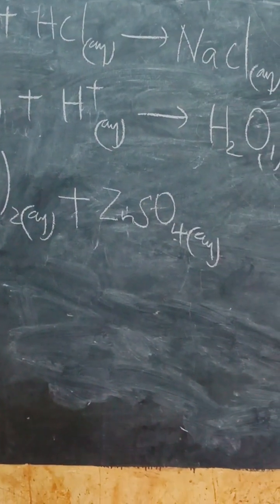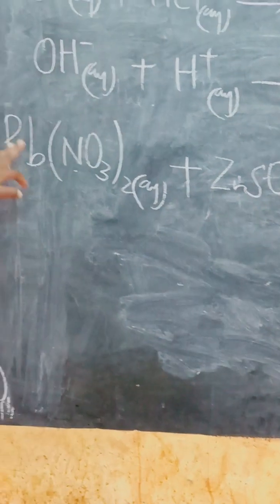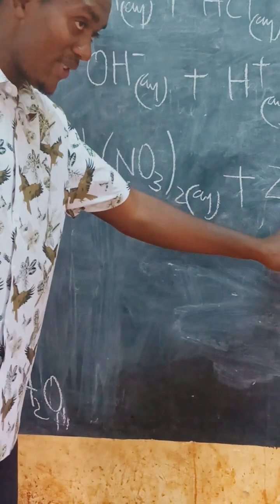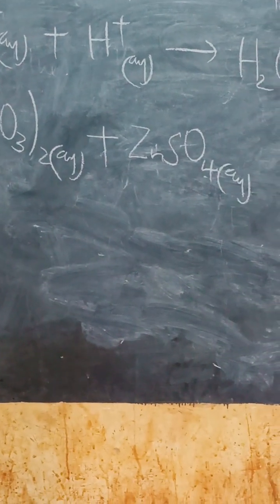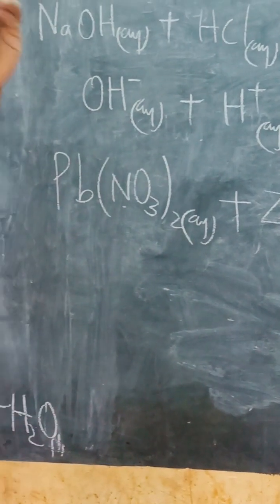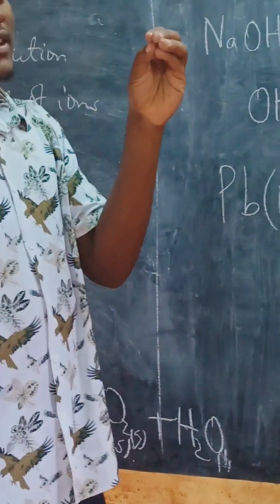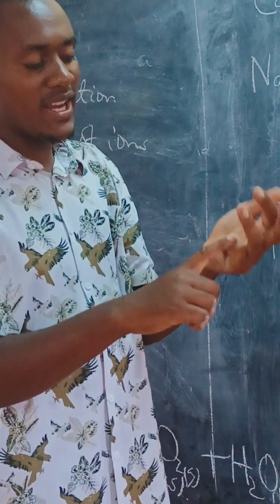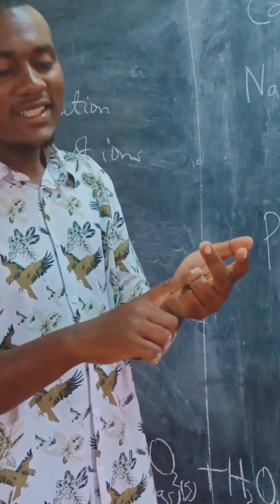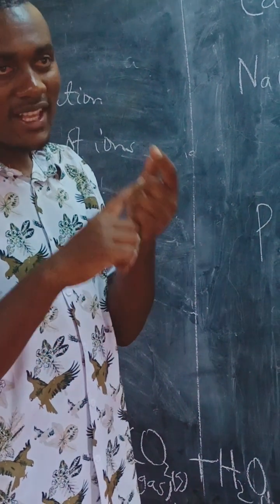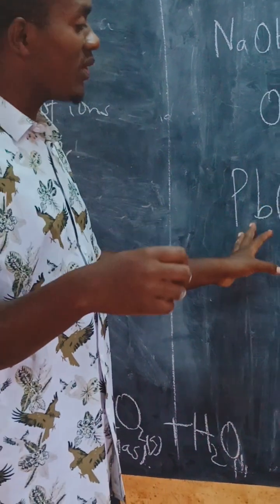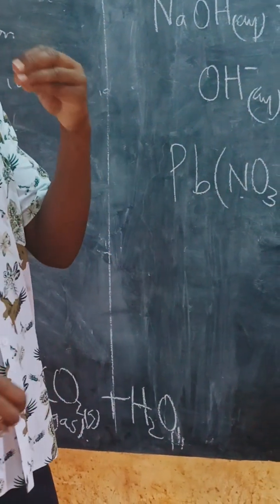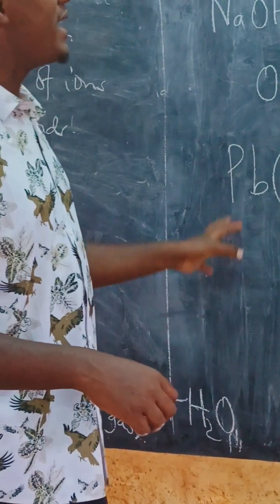When you mix them, lead ions will take the sulfate ions to form an insoluble lead sulfate. This is because all sulfates are soluble except barium sulfate, lead sulfate, and calcium sulfate, which is slightly soluble. So you must know the knowledge of salts so that you can know a soluble salt and an insoluble salt.